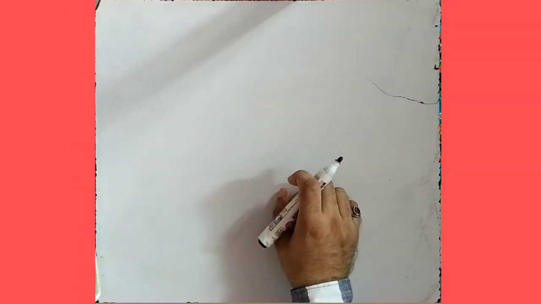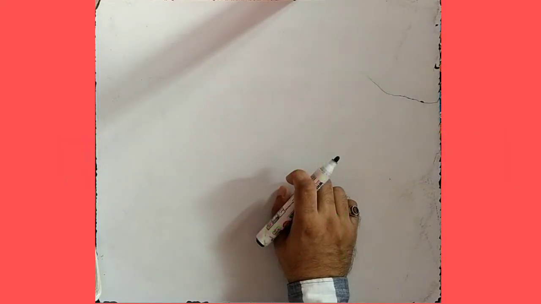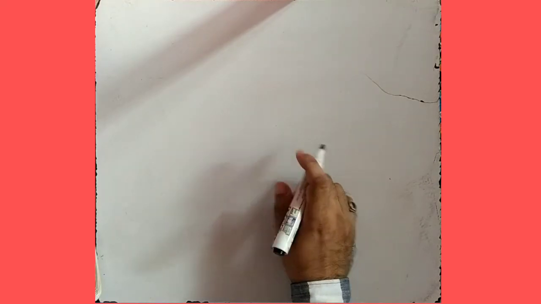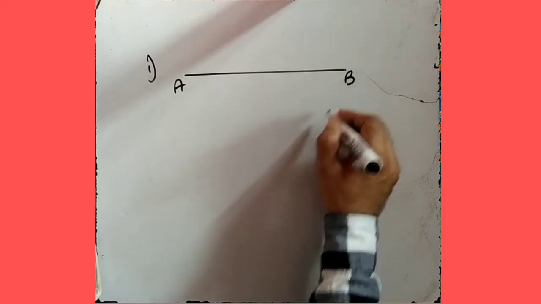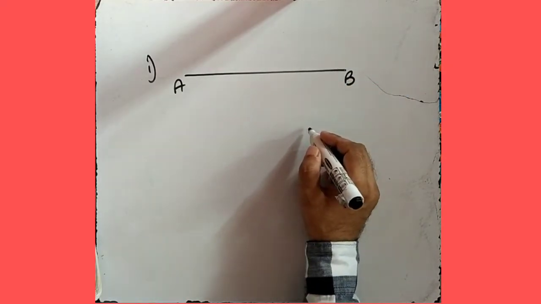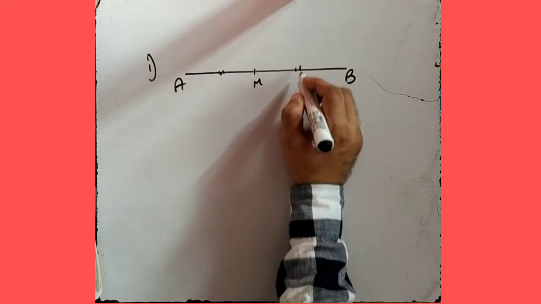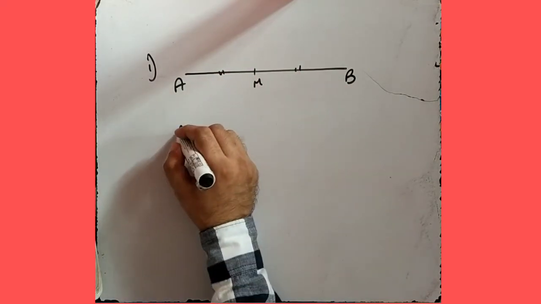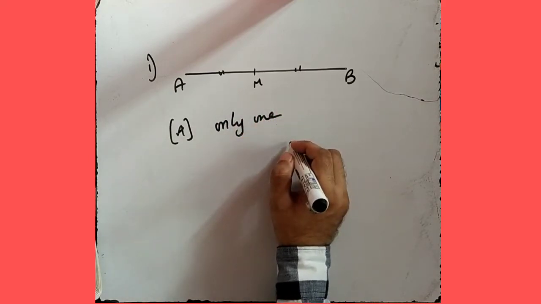In this video, we will be solving the problem set of the first chapter. The first question is an MCQ. How many midpoints does a segment have? In a segment, how many midpoints does it have? There is only one midpoint. Any segment will have only one midpoint. So the answer is A, only one.